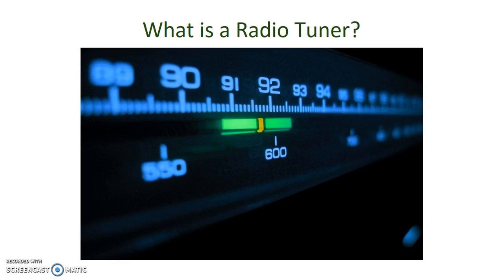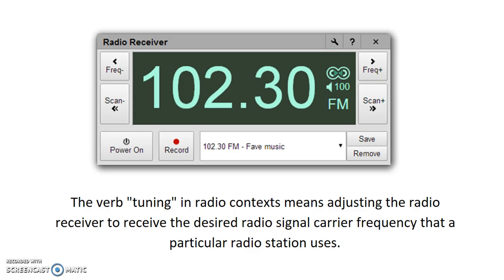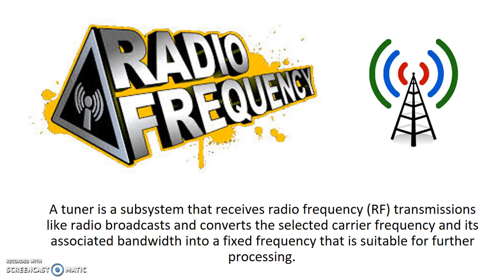What is a radio tuner? The verb tuning in radio context means adjusting the radio receiver to receive the desired radio signal carrier frequency that a particular radio station uses. A tuner is a subsystem that receives radio frequency transmissions like radio broadcasts and converts the selected carrier frequency and its associated bandwidth into a fixed frequency that is suitable for further processing.